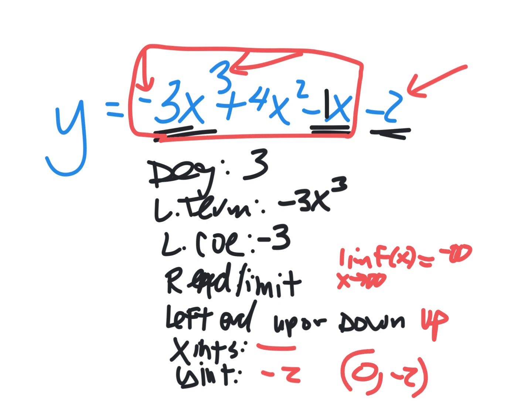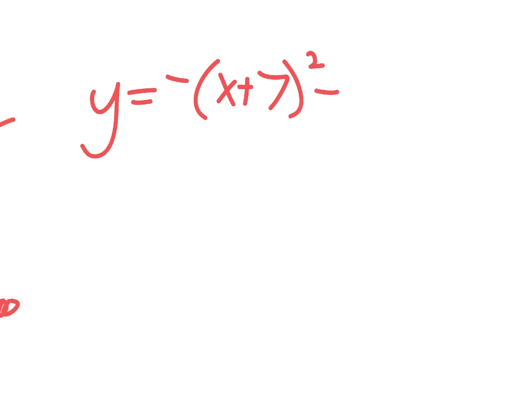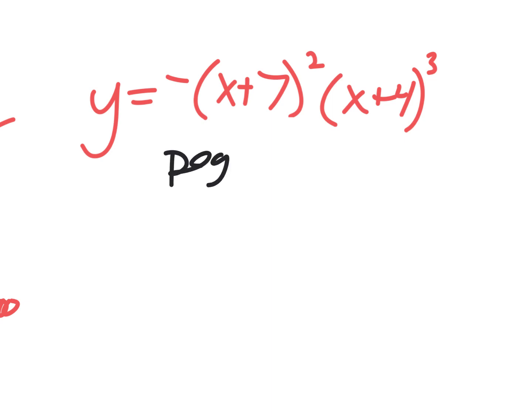All right, good. I got a lot to cover today, and I want to have some time for questions, so I'm going to just keep on plowing ahead. The next one is where it's factored. Negative, parentheses, x plus 7 squared, times x plus 4 to the third. I want you to tell me what's this time, again, the degree. You'll have to do some thinking. You can't just see it there.